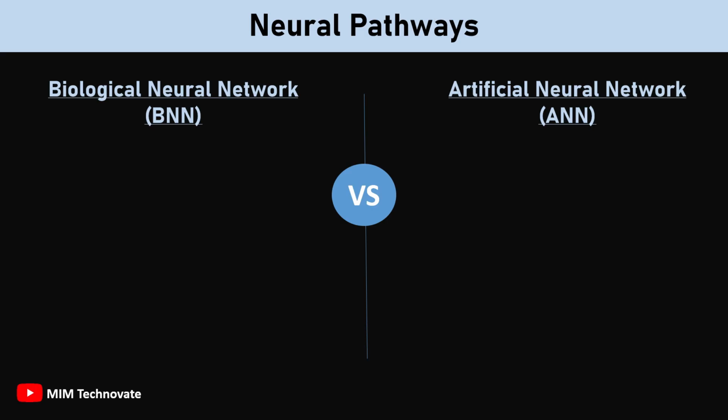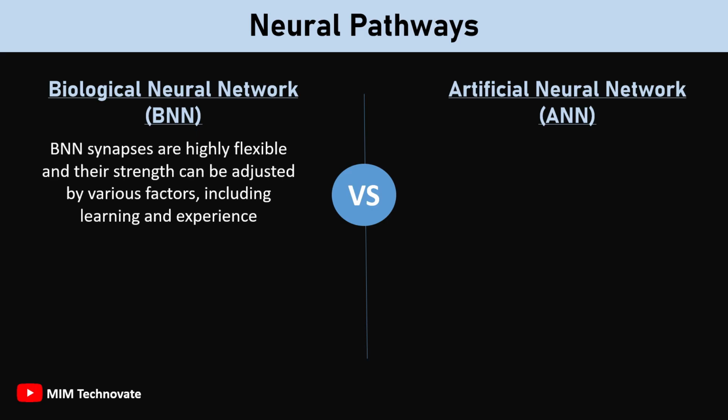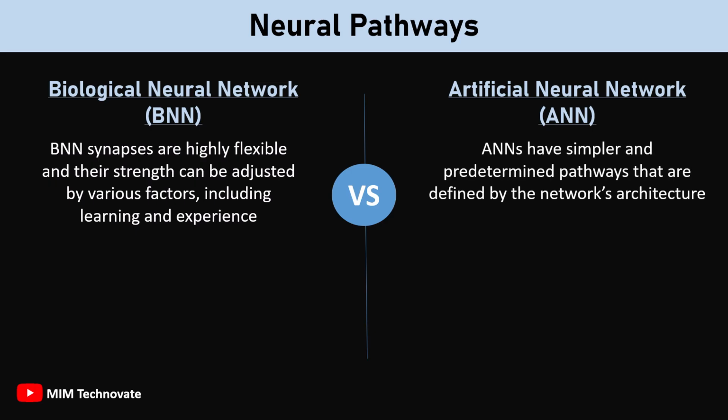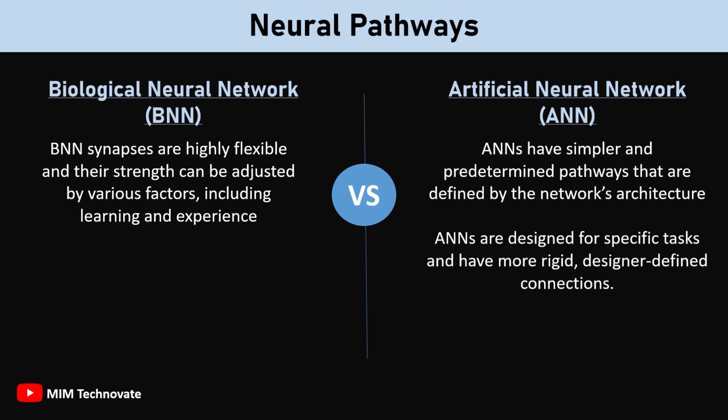Neural pathways. Neural pathways, in both systems, allow information to flow through the network. However, BNNs feature highly complex and diverse pathways that can be modified by experience and learning. ANNs have simpler and predetermined pathways that are defined by the network's architecture. While BNNs are sophisticated and adaptable, processing data concurrently with high plasticity, ANNs are designed for specific tasks and have more rigid, designer-defined connections.